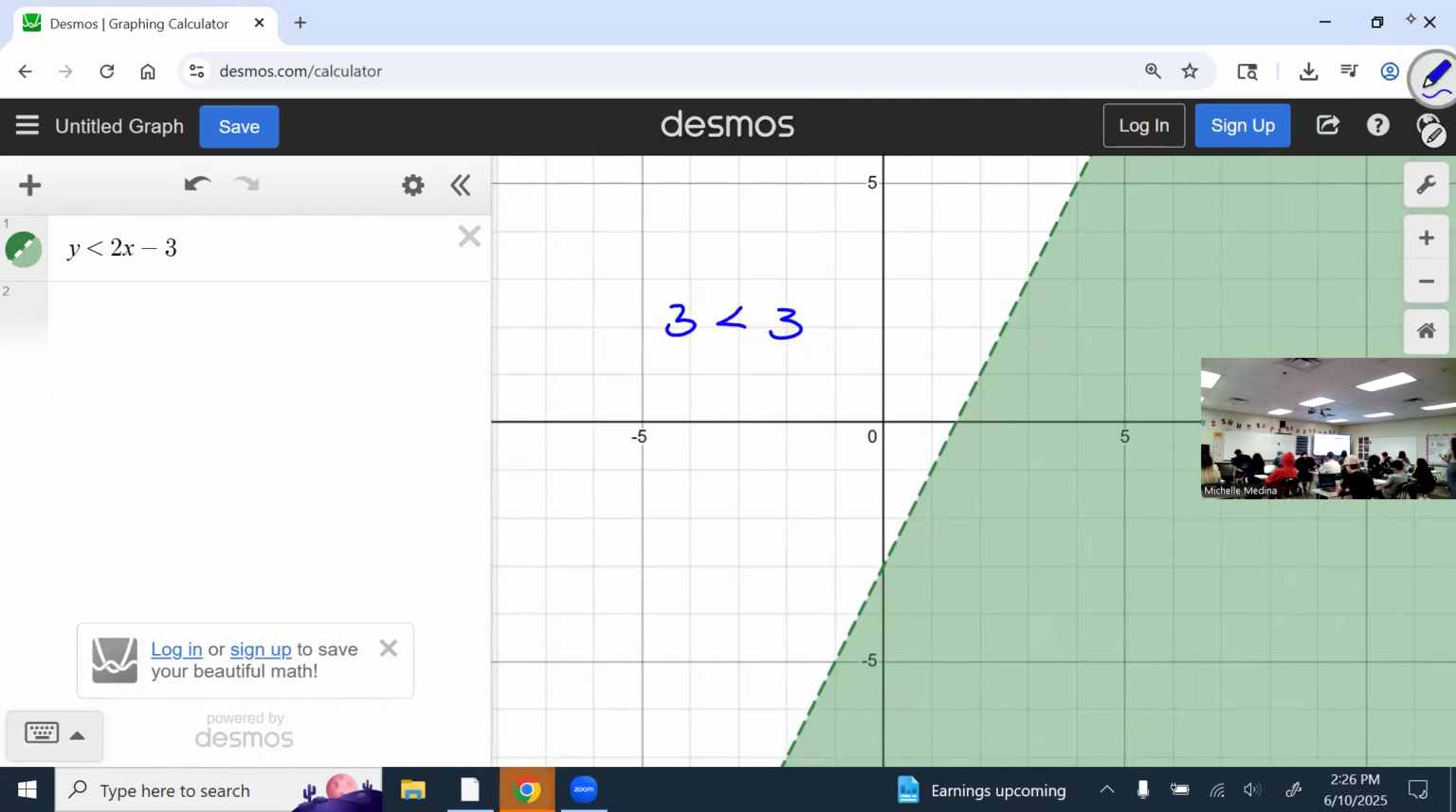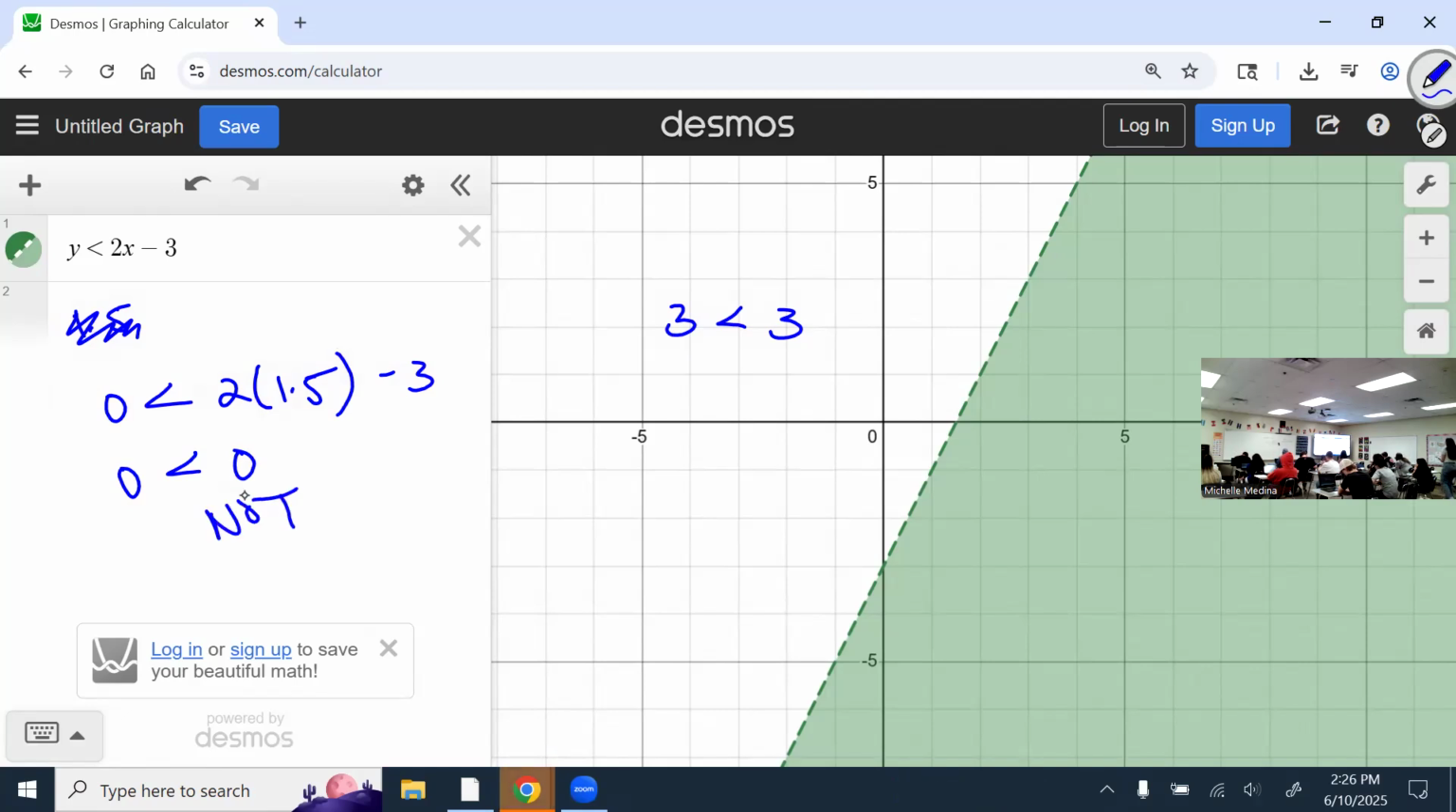When I plug in 0 for the y and 1.5 for the x, I get 0 less than 0, which is not true. That's why anything on the dashed line is not a solution to that inequality. Okay, everyone with me so far?